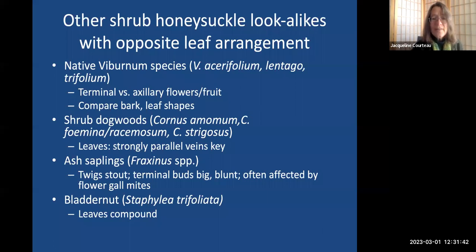Shrub dogwoods are natives, including silky dogwood, Cornus amomum, Cornus femina, or now racemosa, which is gray dogwood, and Cornus sericea, I think that's red osier dogwood, and I might not have kept up with the latest name. Those do have similar opposite branching, but in general, the twigs are a bit starker and often the coloration is very different. But if you do have leaves, the strong parallel veins are really key. And if you only have the twigs, the buds are really distinctive.